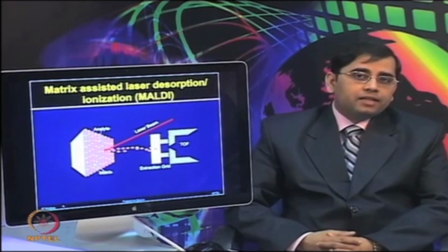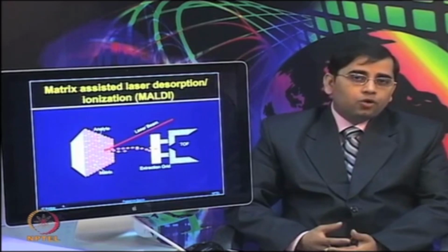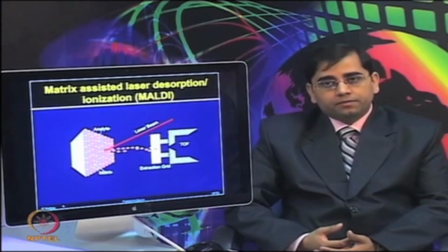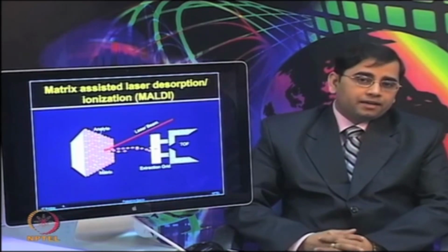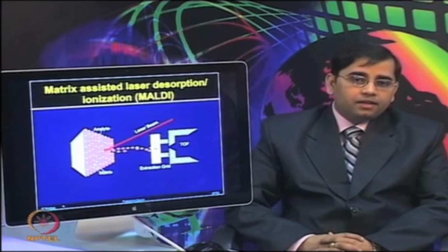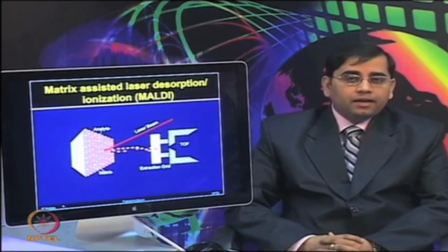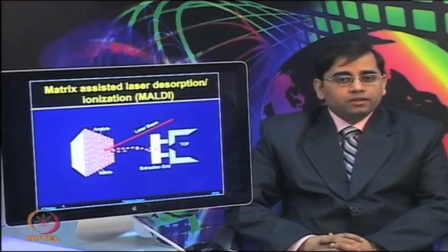Once you have selected a matrix for the experiment, then analyte and matrix can be dissolved in an organic solvent, after which it can be placed on the metallic target. As you can see in the slide, the first left section shows you how to place the analyte and matrix together on the sample plate.